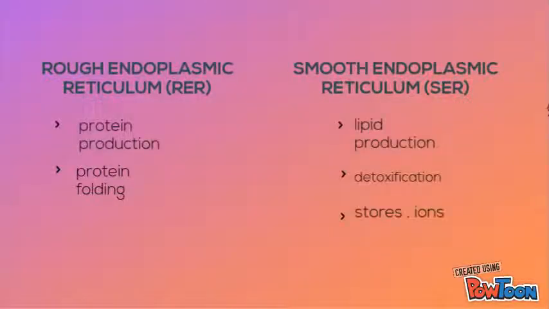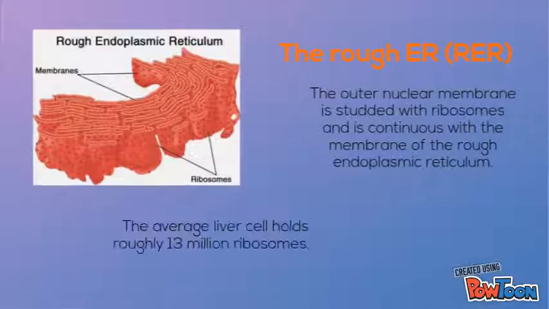Functions. Rough endoplasmic reticulum: protein production, protein folding. Smooth endoplasmic reticulum: lipid production, detoxification, and storage of ions. The rough ER. The outer nuclear membrane is studded with ribosomes and is continuous with the membrane of the rough endoplasmic reticulum. The average liver cell holds roughly 13 million ribosomes.